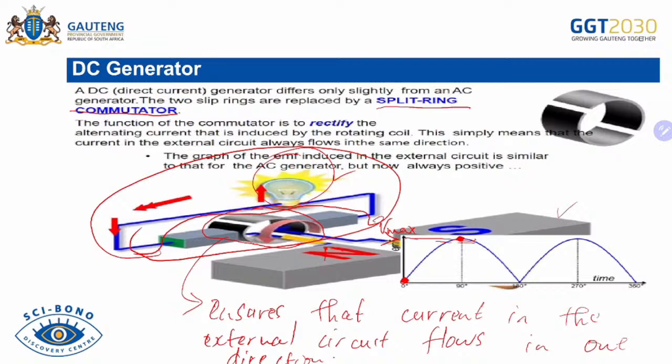So what am I trying to say? Whether it is AC or DC, current in a coil alternates. It changes direction. The difference is in the external circuit, where we have slip rings or the split ring commutator. With slip rings, current still alternates in the external circuit, but with the split ring commutator, current flows in one direction. But in a coil, current alternates for both generators. The difference is in the external circuit. I hope we are together there, learners.